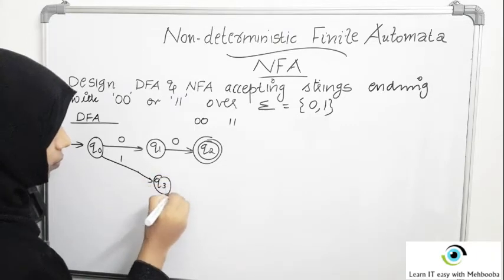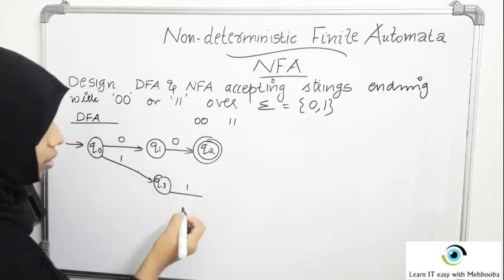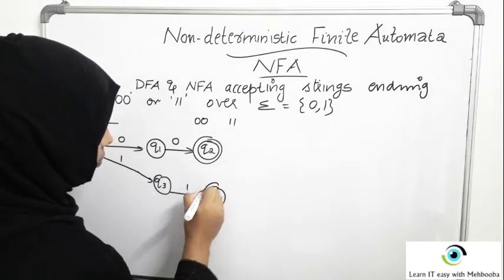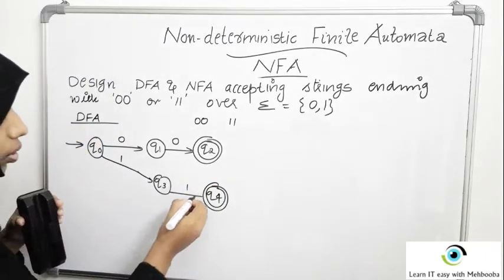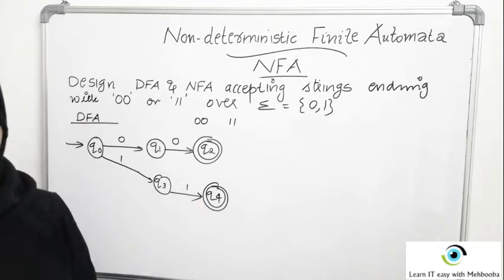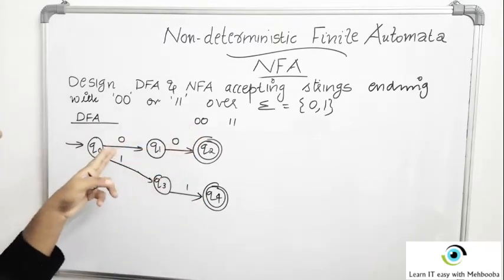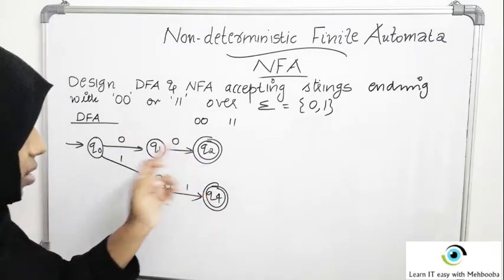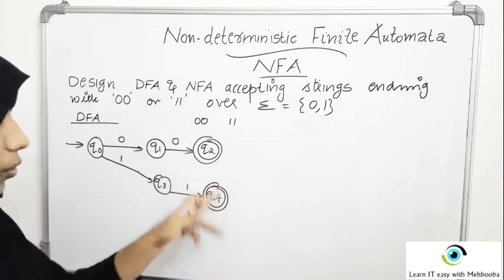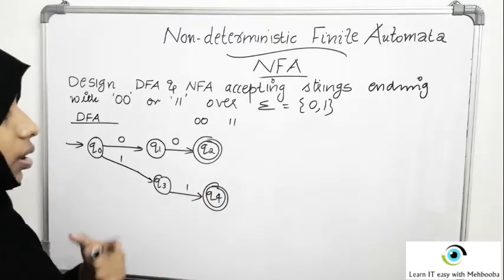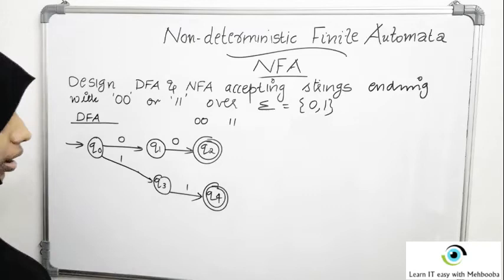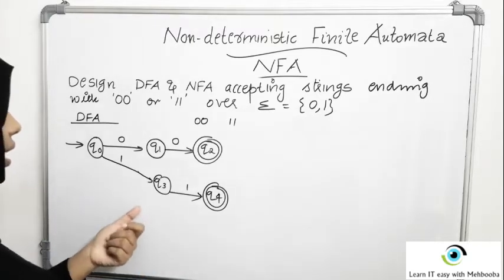Q3, and one more 1 to Q4. So this is also another path to the solution, because we need strings that are ending with 00 or 11. So 00 is accepted, 11 is accepted, because both of them are written in double circles. Both of them are goal nodes, isn't it? Now this is the partial DFA.